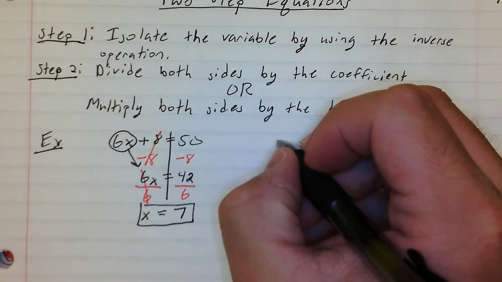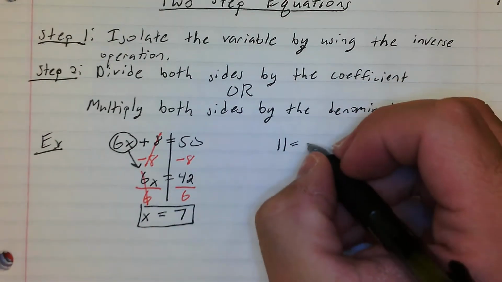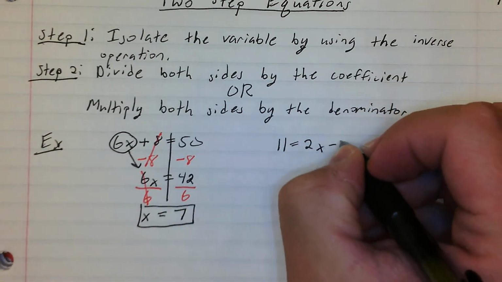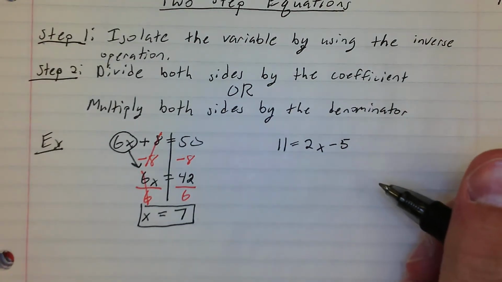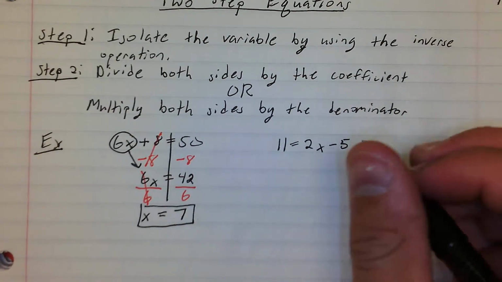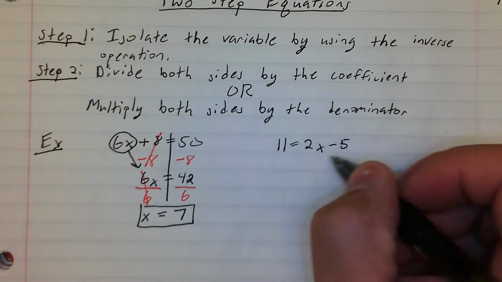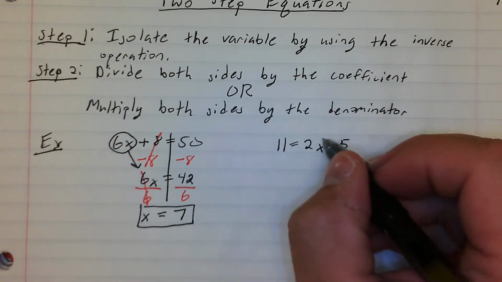So let's do this one over here. We have 11. Let's do another one. We have 11 equals 2x minus 5. Now, I know what some of y'all like to do. You don't like to have the x on the right side of the equation. That's fine. We can switch them.